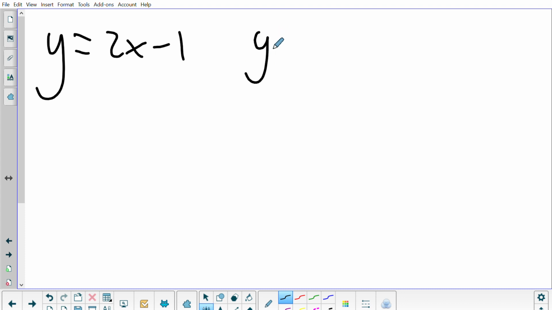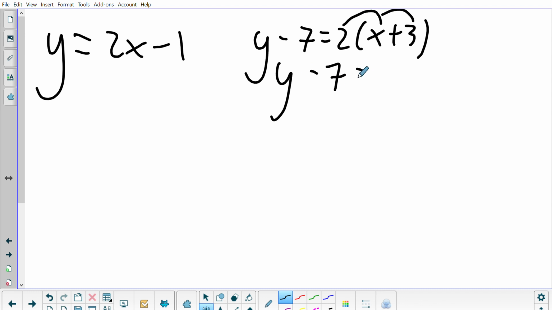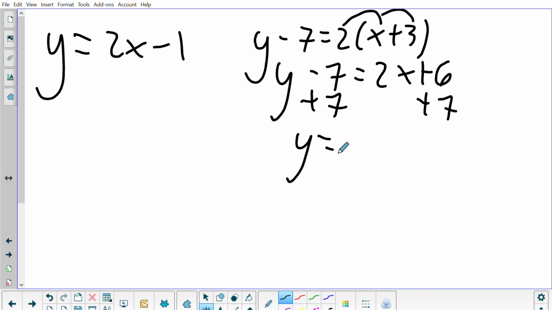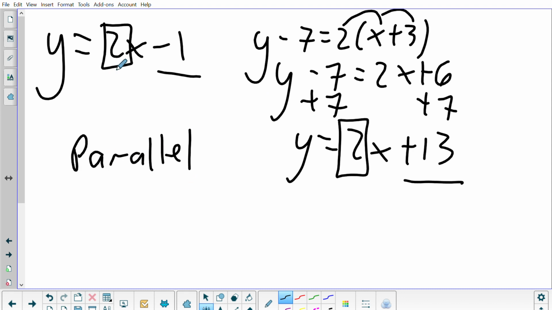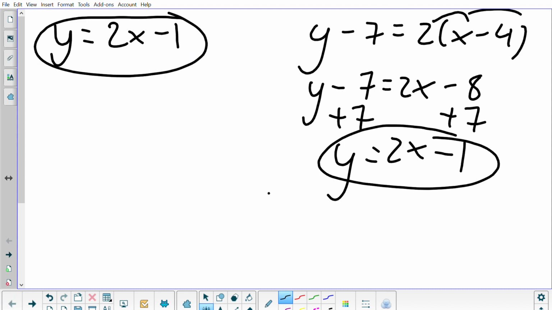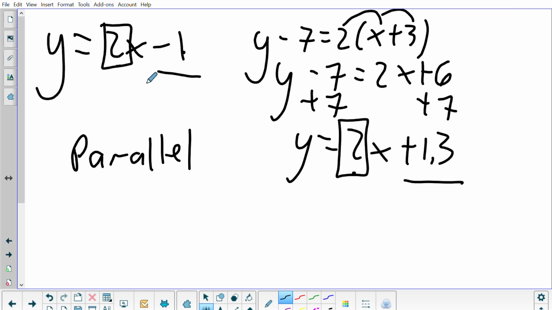Another example could be, here's y is equal to 2x minus 1, and y minus 7 is equal to 2x plus 3. So I'm going to distribute and get 2x plus 6, and then add 7 to both sides. Because they have different y-intercepts but the exact same slope, these are parallel. Okay? Same but different. When they are the same everywhere, it's the same line. But same slope, different y-intercept.